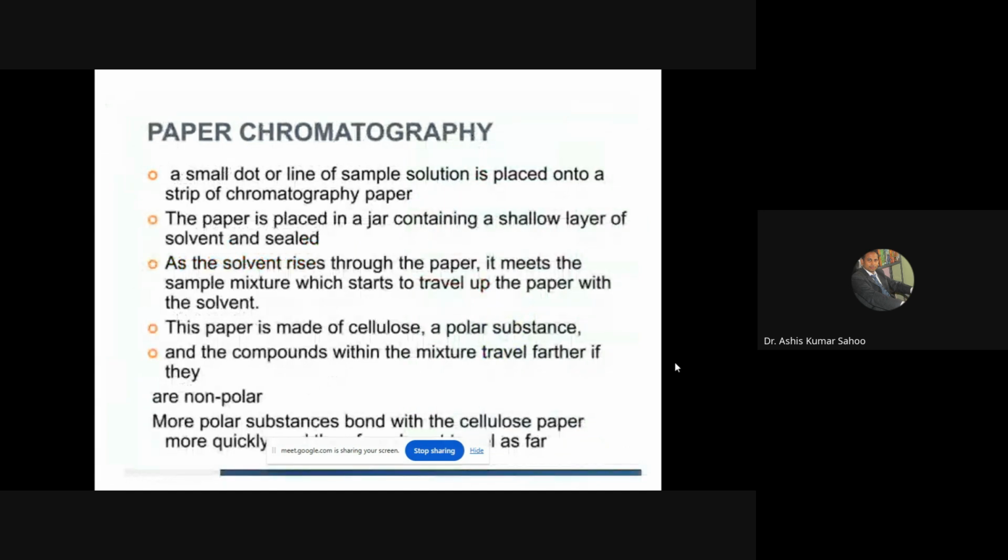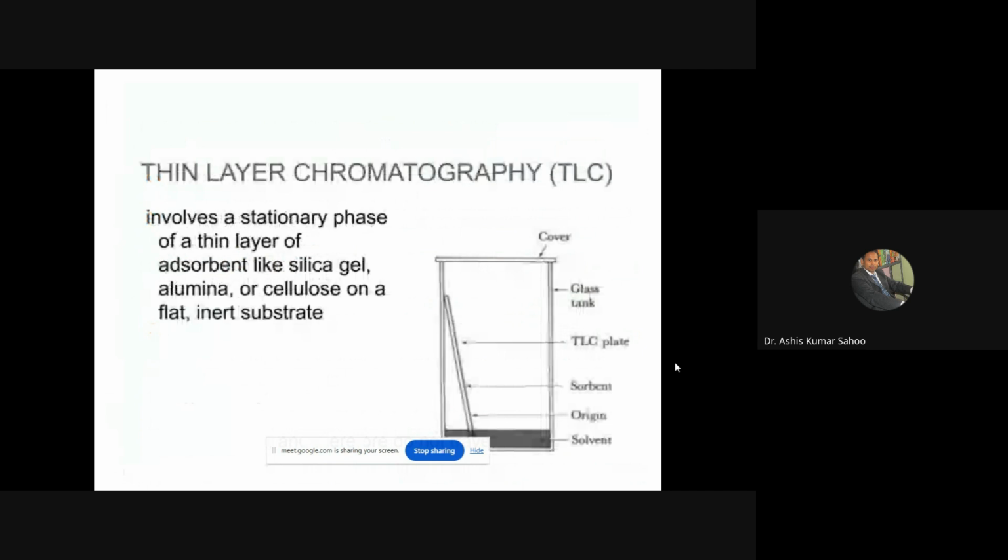A small dot or line of sample solution is placed on a strip of chromatography paper. The paper is placed in a jar containing a shallow layer of solvent and sealed. As the solvent rises through the paper, it meets the sample mixture, which starts to travel up the paper with the solvent. This paper is made of cellulose. The stationary phase is cellulose, and the mobile phase is a polar solvent, and the compounds within the mixture travel further if they are non-polar. So next, thin layer chromatography.